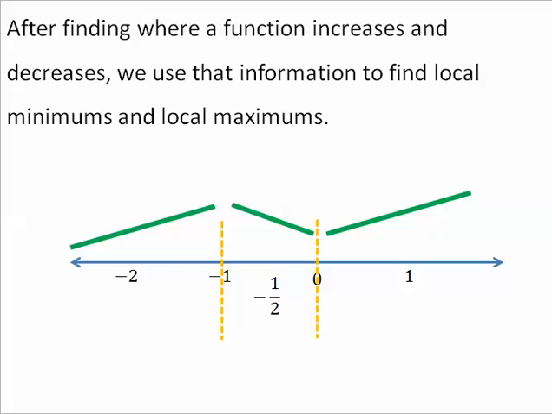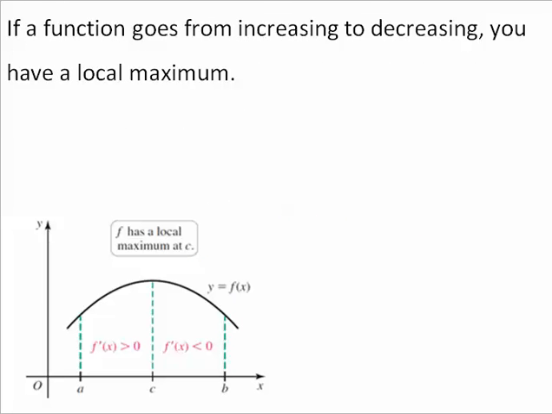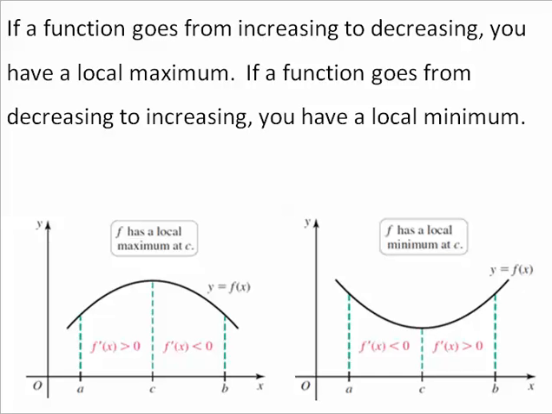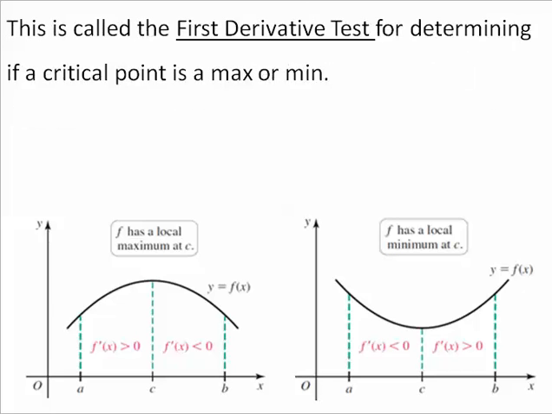After finding where a function increases and decreases, we can use that information to find local minimums and local maximums. If a function goes from increasing to decreasing, you have a local maximum. If a function goes from decreasing to increasing, then you know you have a local minimum. This is called the first derivative test for determining if a critical point is a max or a min.